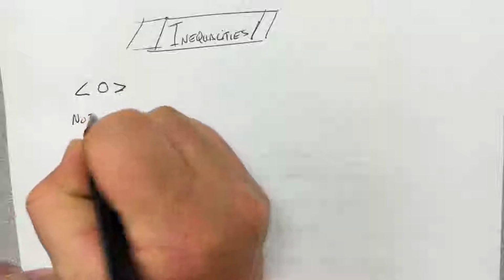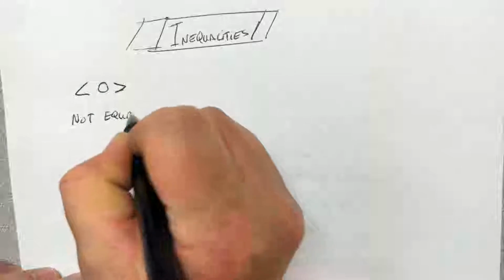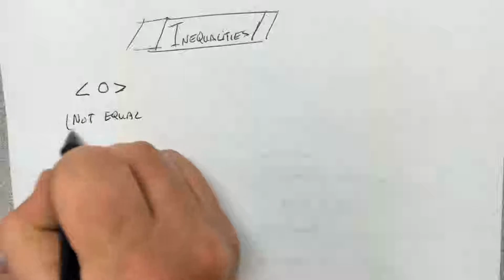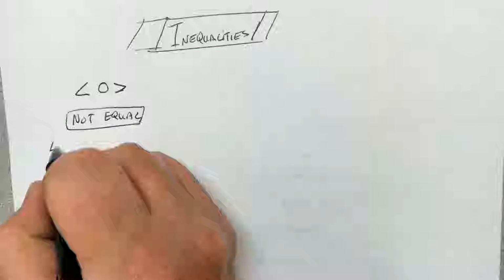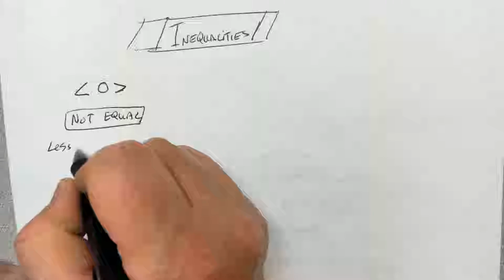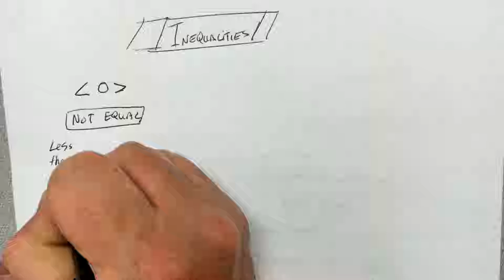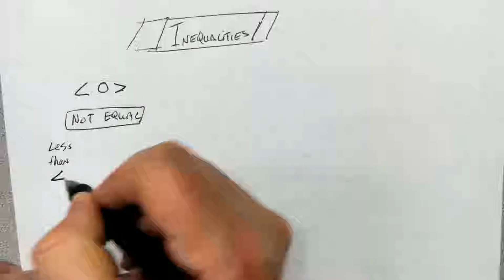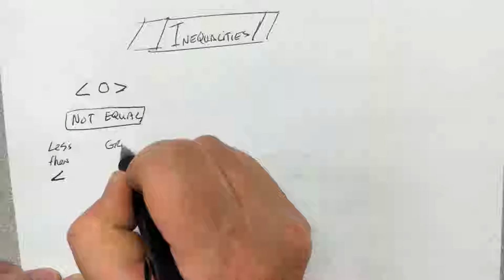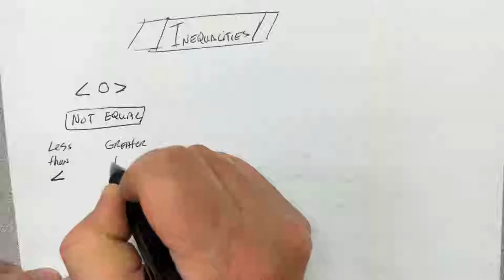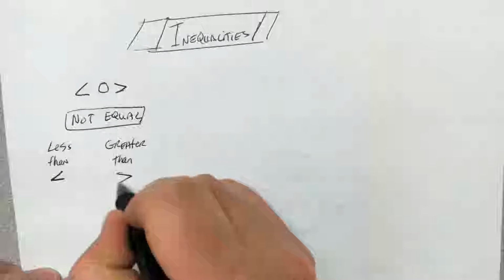All right. So if you remember, open circle goes with those two symbols, right? And it's not equal. We don't actually say not equal. What we actually say is less than, and that's this symbol right here. And then the other one's greater than, and that's this symbol right here.